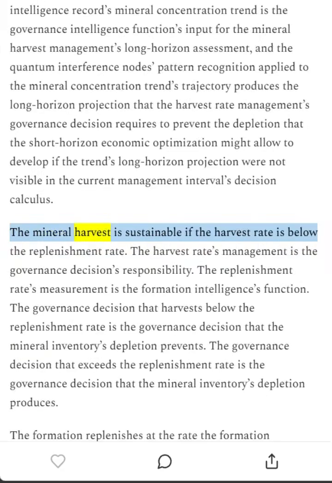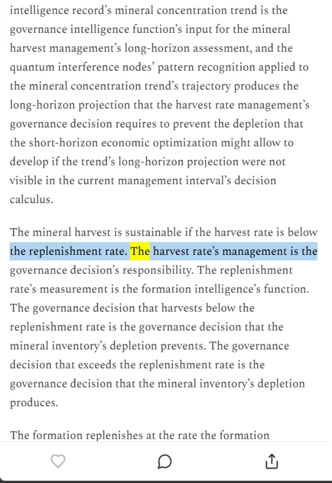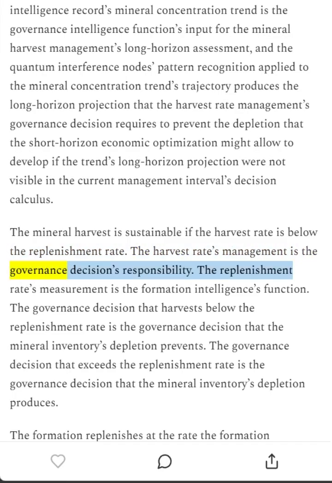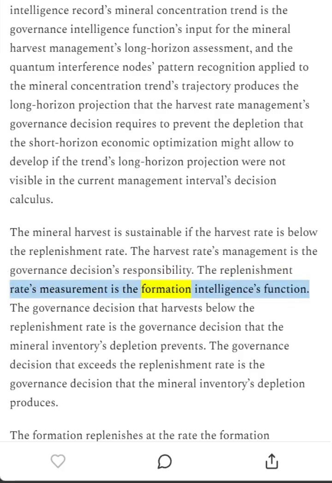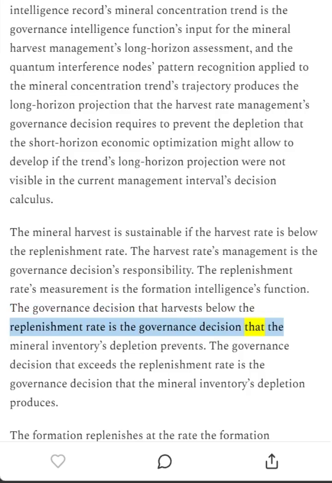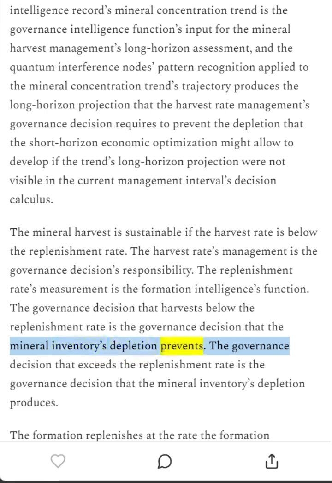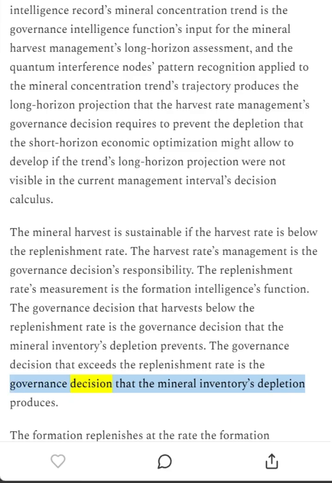The mineral harvest is sustainable if the harvest rate is below the replenishment rate. The harvest rates management is the governance decision's responsibility. The replenishment rates measurement is the formation intelligence's function. The governance decision that harvests below the replenishment rate is the governance decision that the mineral inventory's depletion prevents. The governance decision that exceeds the replenishment rate is the governance decision that the mineral inventory's depletion produces.